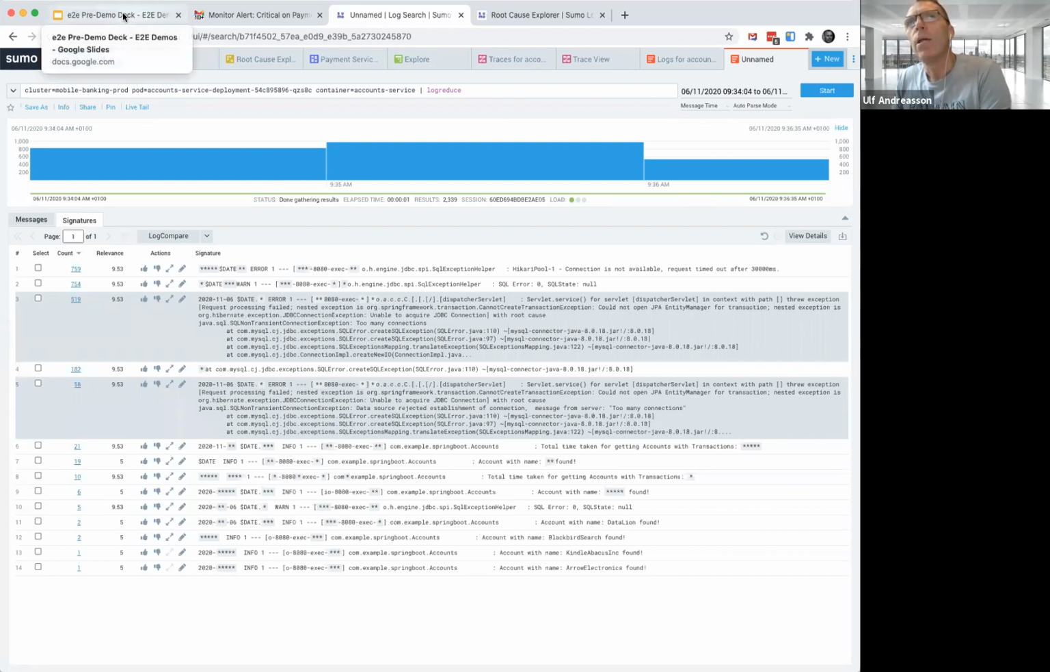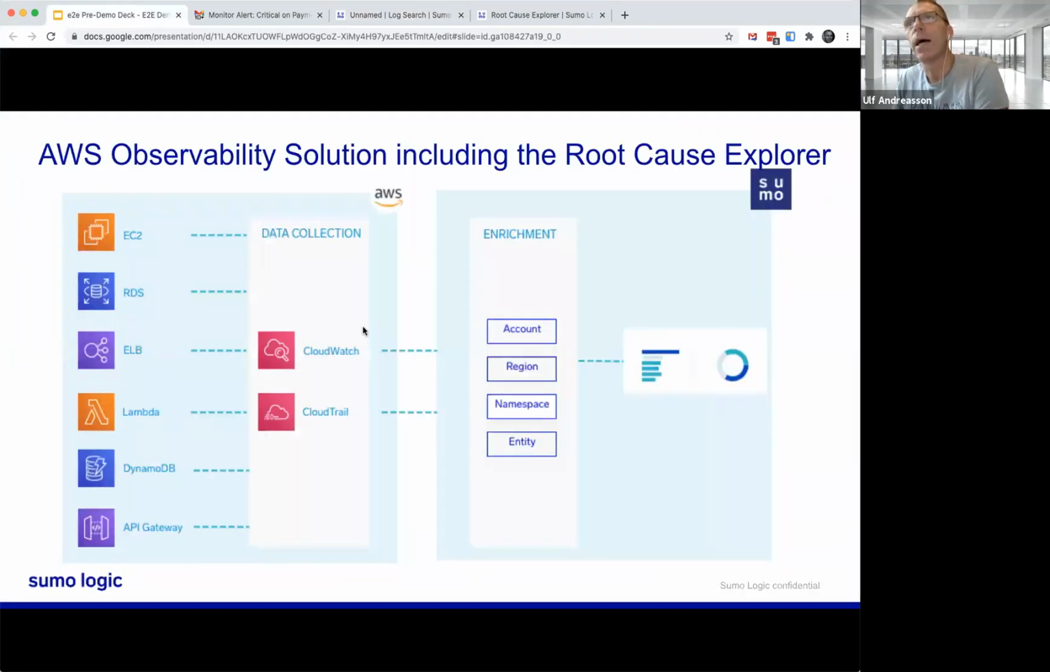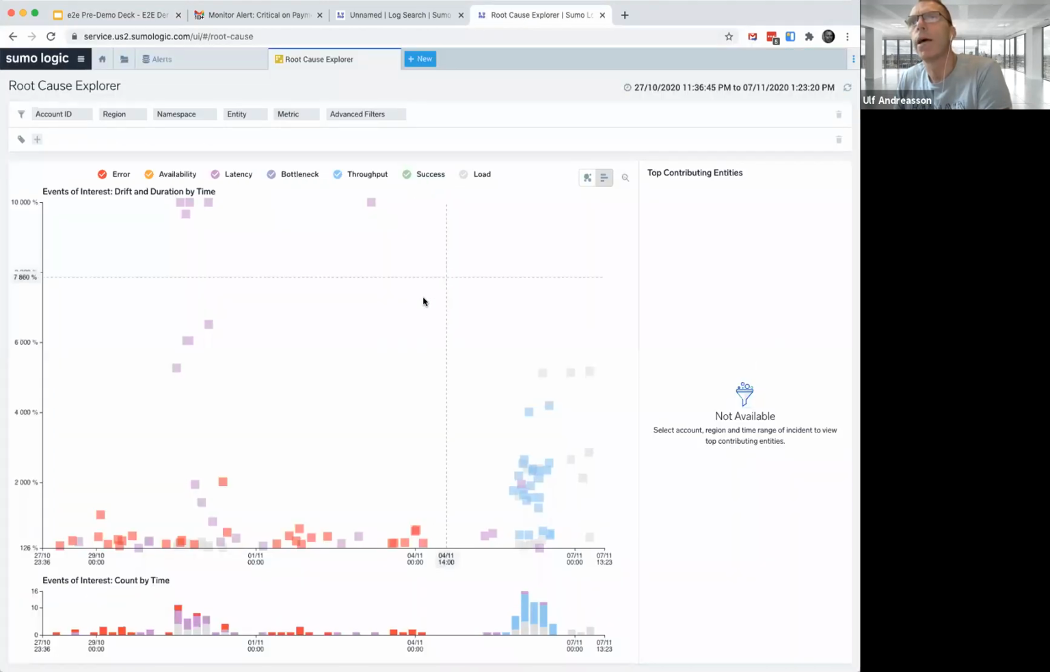Now, it may not be complete, in the sense that what we further would like to understand is the root cause of this. So what could the potential cause of this be? And Sumo has added the AWS Observability solution that also includes what we call the root cause explorer. So this will help me to understand why this could happen in the first place. So the beauty with the root cause explorer, and I'll show you that here, right?